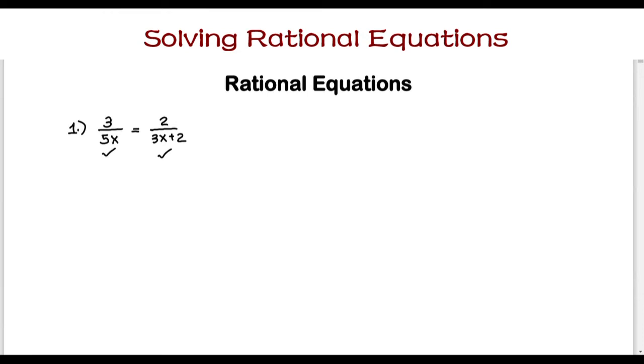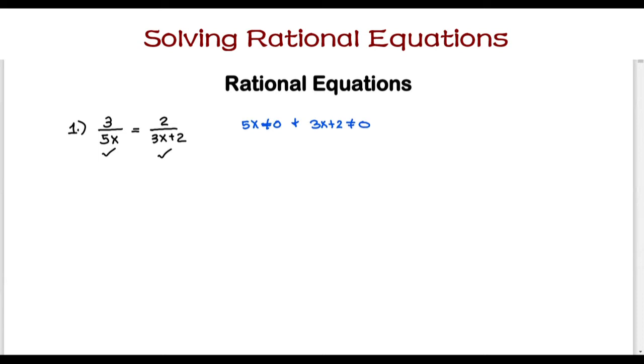Before we solve this rational equation, eto muna yung advice ko sa inyo. Titingnan nyo muna yung mga denominators. Meron kayong 5x na denominator, at ito, 3x plus 2. Yan yung mga denominators nyo. Make sure na hindi sila magzi-zero, because kapag nag-zero ang denominator, magiging undefined yan. So, i-restrict lang natin: 5x cannot be 0 and 3x plus 2 hindi rin siya pwedeng mag-zero.